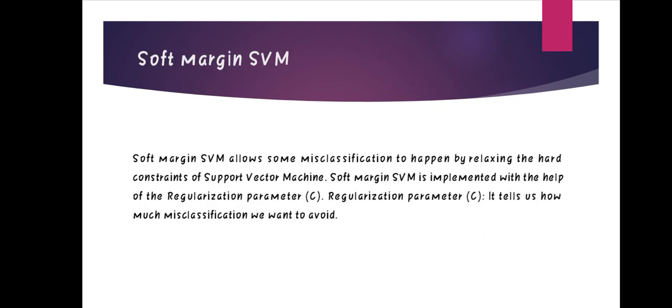Soft margin SVM. Soft margin support vector machine allows some misclassification to happen by relaxing the hard constraints of support vector machine. Soft margin SVM is implemented with the help of the regularization parameter. It tells how much misclassification we want to avoid.